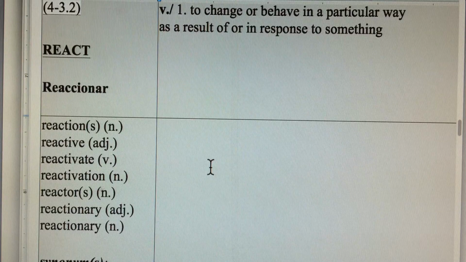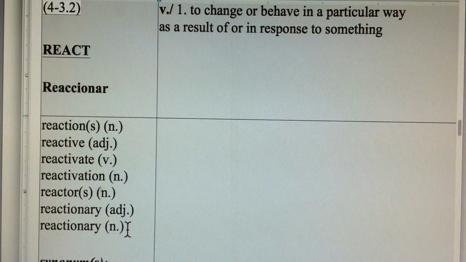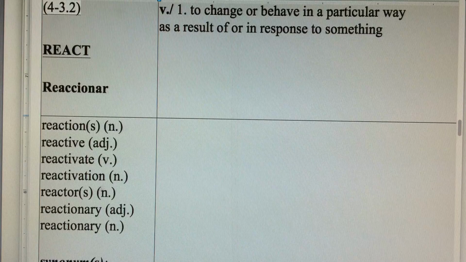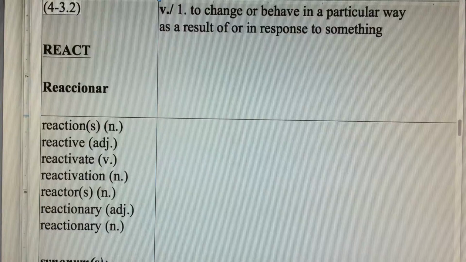We have several familiar words here, so let me go over each of them individually. The first is reaction. Reaction is the behavior itself. So Elie, his reaction was silence when his father was beaten.